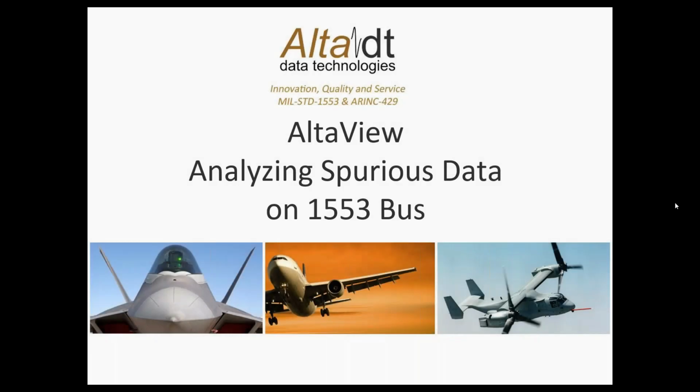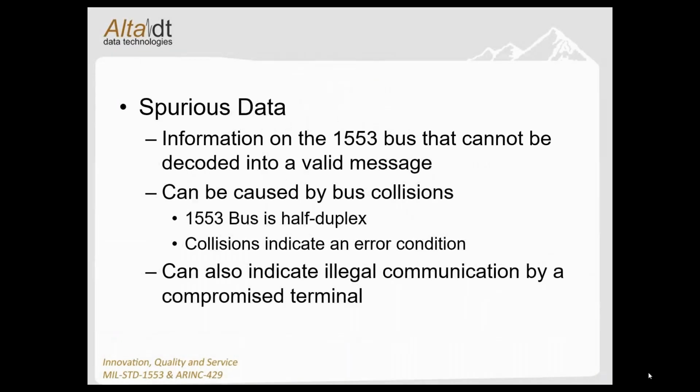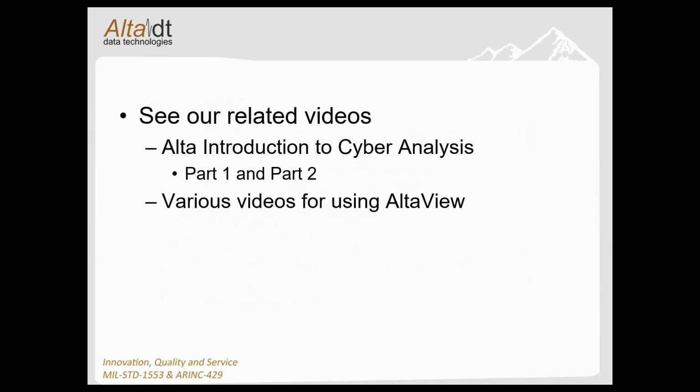AltaView, analyzing spurious data on 1553 bus. 1553 bus messages that cannot be decoded into a valid message are called spurious data. This can be caused by bus collisions. Since 1553 is half duplex, only one terminal can be transmitting at a time, and collisions indicate an error condition. They could also indicate illegal communication or intrusion by a compromised terminal.